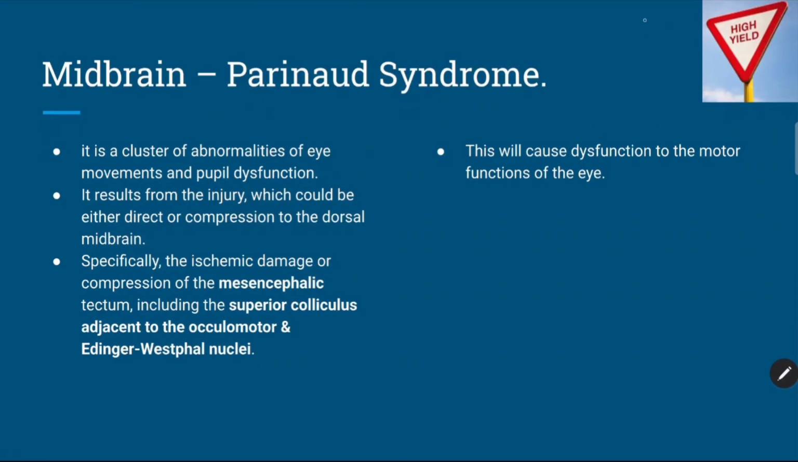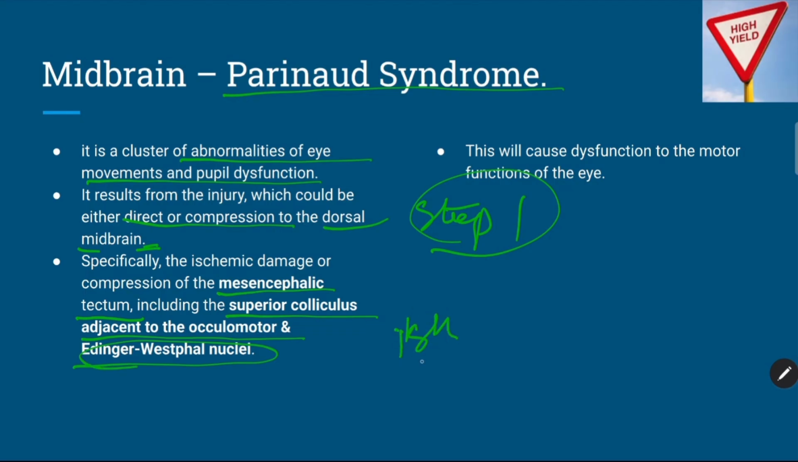Let's explore Parinaud syndrome, a fascinating cluster of eye movement abnormalities and pupil dysfunction, and that is a Step 1 favorite. This syndrome pops up when the dorsal midbrain takes a hit, either from direct injury or compression. Picture the mesencephalic tectum, home to the superior colliculus, right next to the oculomotor and Edinger-Westphal nuclei. When ischemia or pressure, like from a pineal gland tumor, messes with this area, eye motor function goes haywire. What's the result? You'll see issues like upward gaze paralysis, patients can't look up, plus pupil problems and convergence deficits.